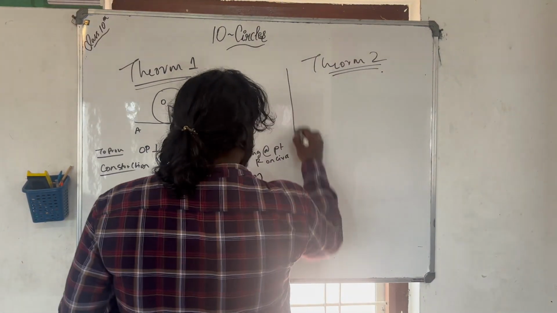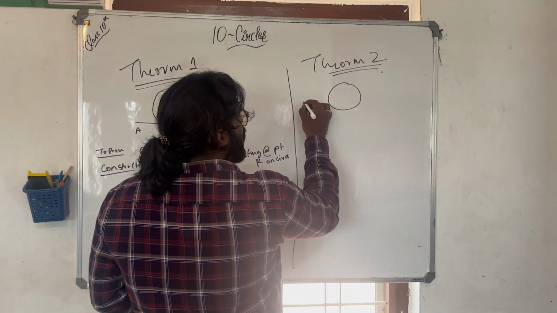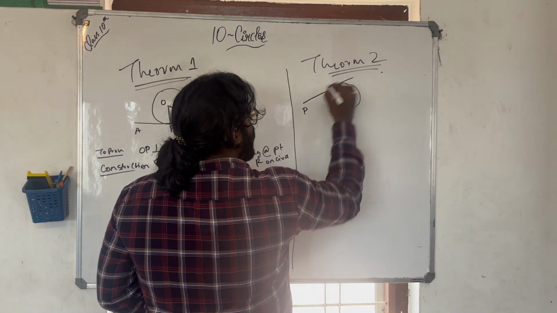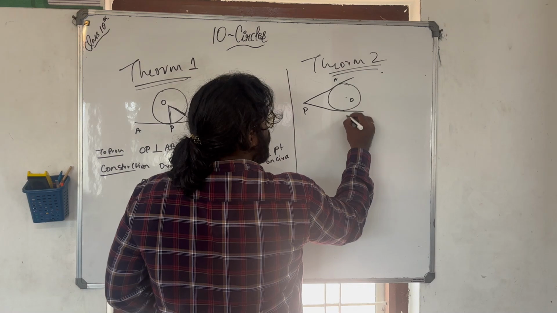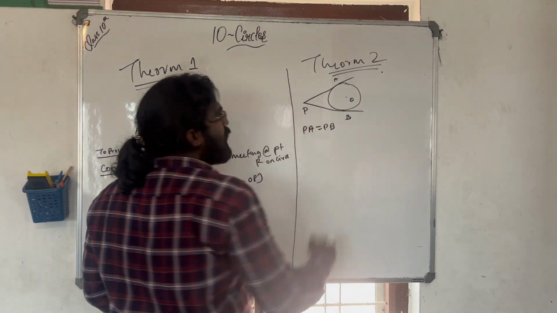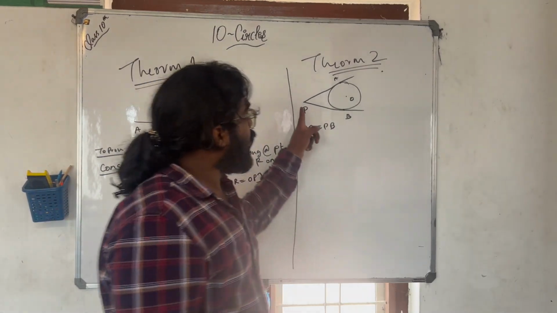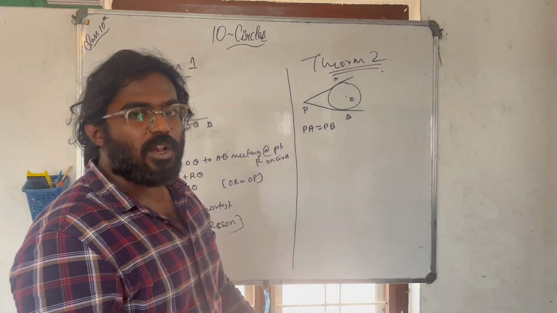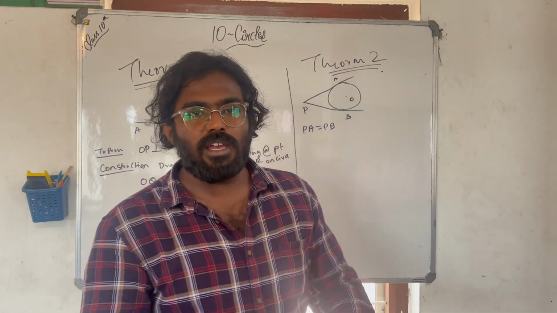Now, what does Theorem 2 say? I'll tell you in short what Theorem 2 says. Take a circle, take an external point, suppose P, and O is here. So draw two tangents, here A, here B. So we say that PA is equal to PB. This is a theorem stating that from an external point of a circle, the tangents drawn to any two points are always equal. This is how the theorem states.